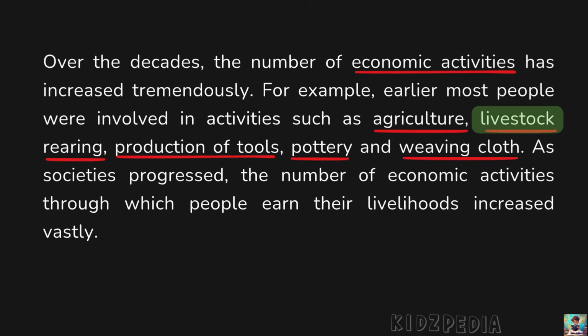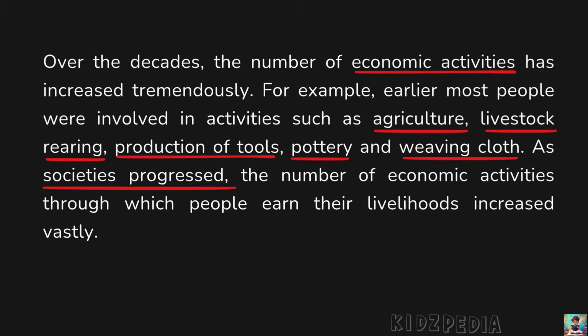Livestock means animals that are kept and raised by people for food, work, or other products. Examples, cows, goats, sheep, buffaloes, chickens. Rearing means taking care of and raising living things, usually animals or plants, so they grow and stay healthy. So, livestock rearing means raising and caring for animals like cows, goats, and sheep for food, milk, wool, or work.